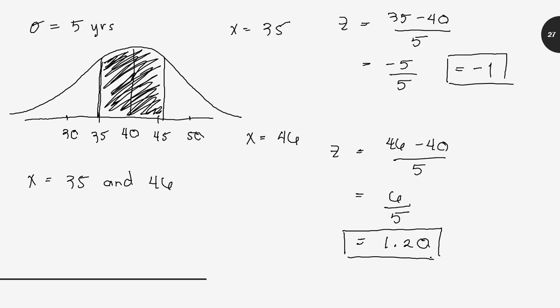So hanapin natin yung probability muna nung -1 and then ano ba yung probability nung 1.20. Okay? So the probability that z is greater than -1 but less than 0, and then the probability po ng z is greater than 0 but less than 1.20. Okay? So tignan po natin ulit yung table po natin. Ano po yung probability that z is greater than -1 but less than 0? Anyone?